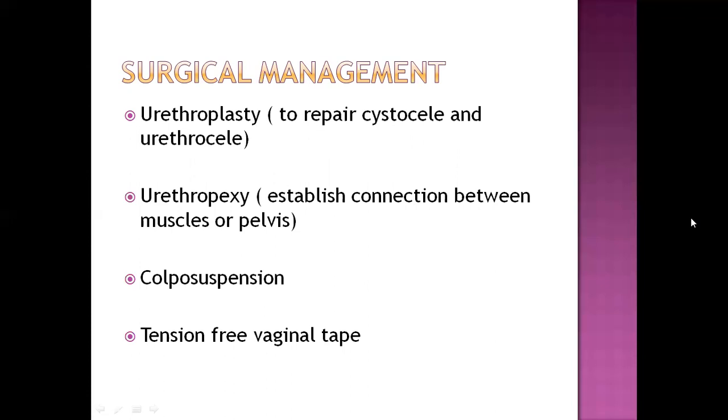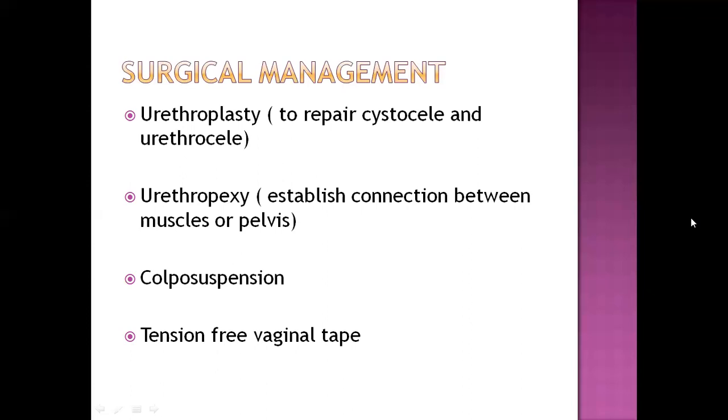First of all is urethroplasty, repairing the urinary organs, repairing the urethra. This can be done in cystocele, urethrocele. Urethropexy is establishing a bridge, a connection between pelvic floor muscles and urinary muscles, bladder muscle, urethra muscles. Suspension is again establishing a network between all the surrounding muscles, other organs, and the urinary organs that we need to treat. That can also be done.